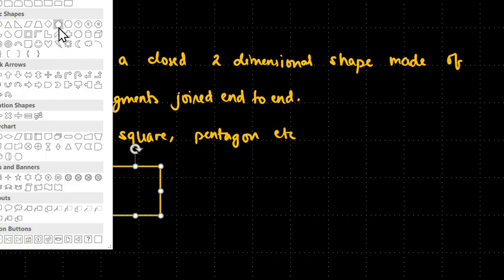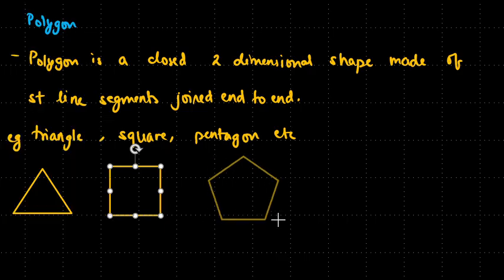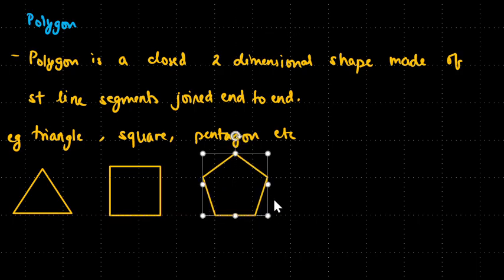And a pentagon. Do I have a pentagon? Of course, I have a pentagon. So this is a pentagon. Of course, this can be a rectangle as well. So square is not the only one. Triangle is not the only one. So there are multiple ways to make a polygon.